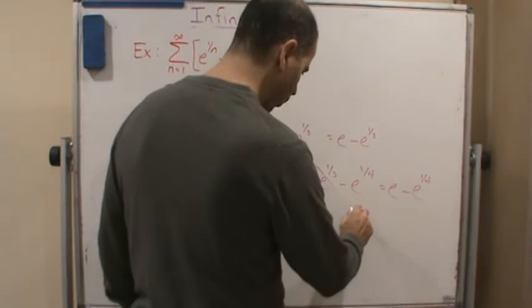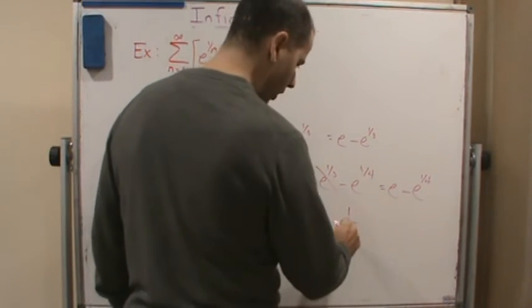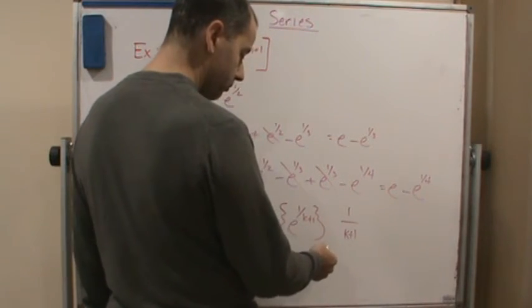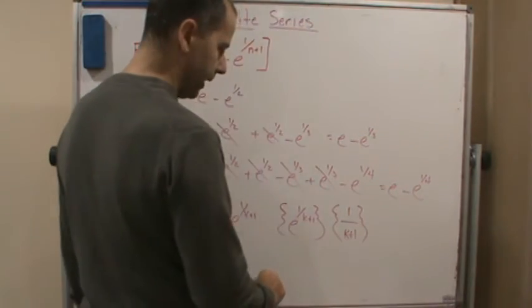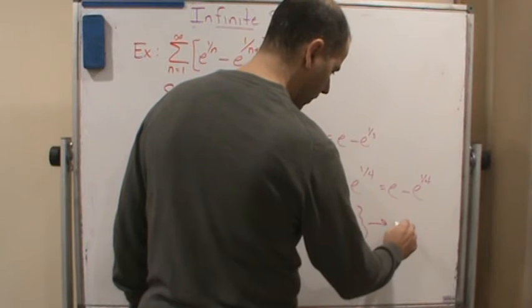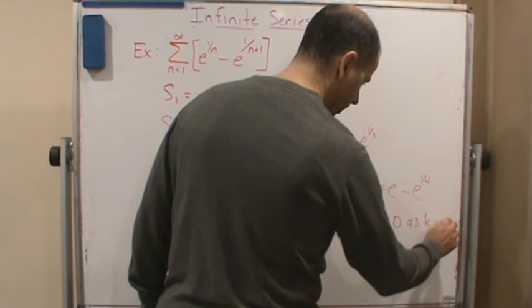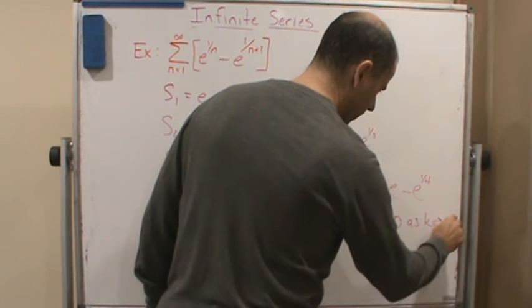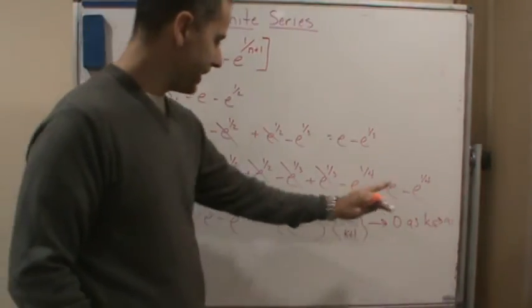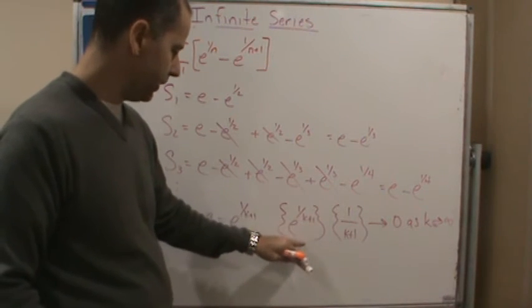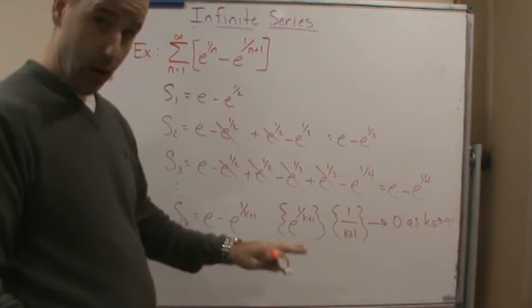So if we look at 1/(k+1), we know that this sequence of numbers converges. It goes to 0 as k goes to infinity, which means that as k goes to infinity, e to this is going to e to the 0, which means it's approaching 1. E to the 0 is 1.